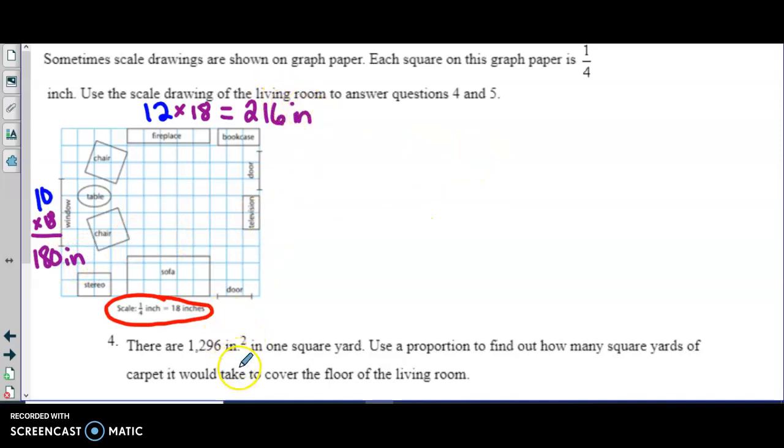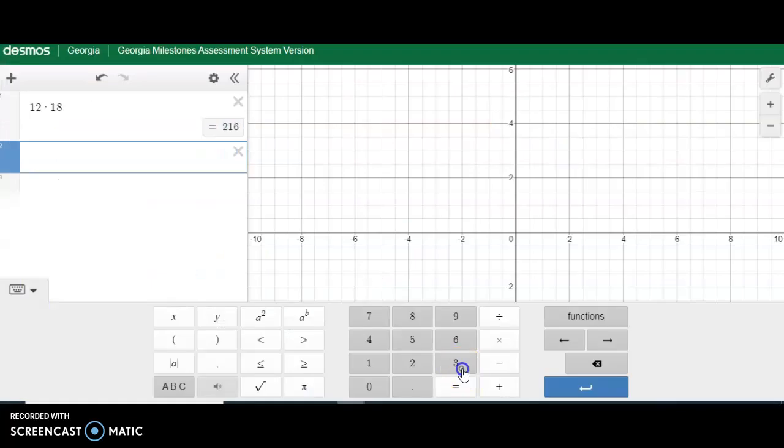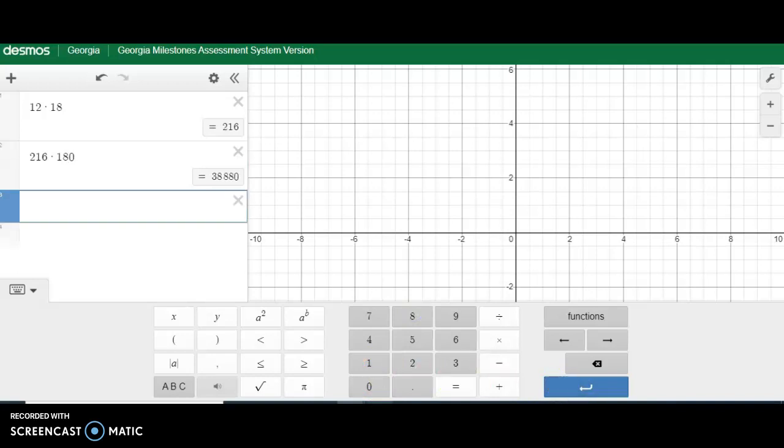So the length and the width we know, and now we need to figure out the whole area because we're trying to deal with square yards, so we need to find the whole area. So if we did 216, the length, times the width, that would give us the area of the whole room. So let's go ahead and do that. 216 times 180. So the area of the whole room is 38,880.